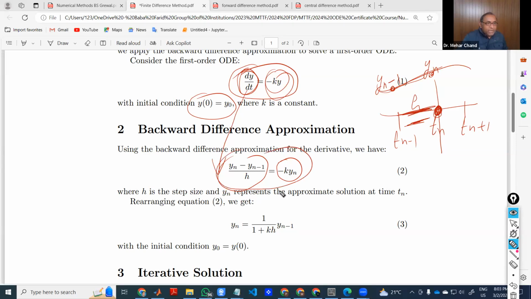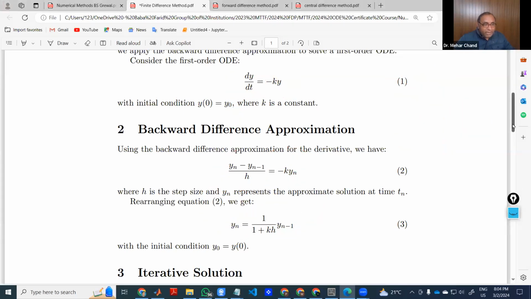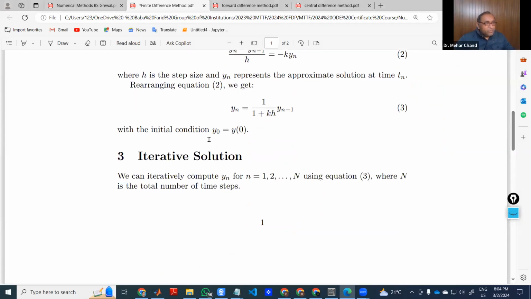You will simplify equation number 2 and write it in this form. After simplifying, you will have y_n equal to 1/(1 + kh) times y_{n-1}. Now we can easily use this equation to write the MATLAB program and apply the initial condition. y_n can be computed for n equal to 1, 2, 3 and so on, where n is the total number of steps.